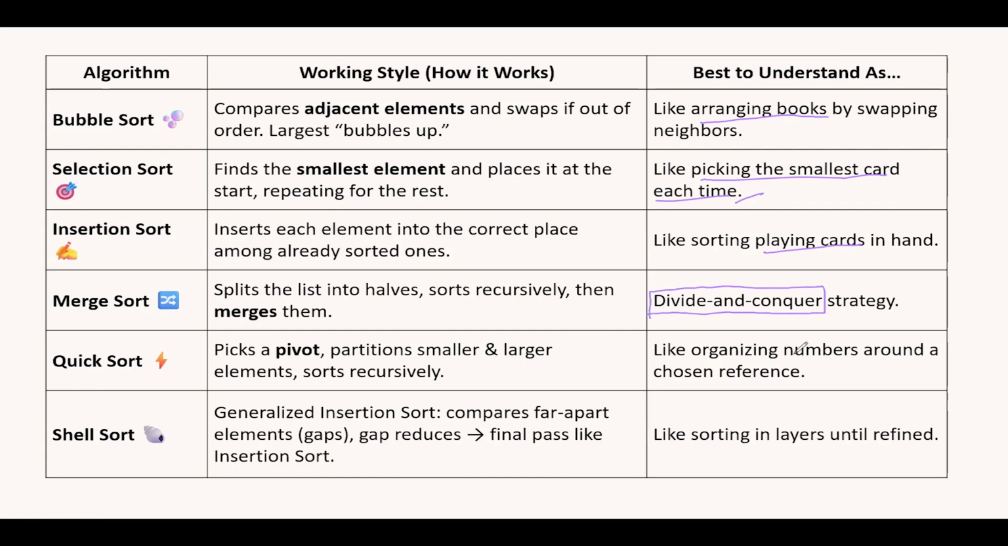What is quicksort? Quicksort is like organizing numbers around a chosen reference. This reference is nothing but the pivot value. So you think about a pivot value and then arrange the rest of the things around it. Here also we use the divide and conquer method. And last, shell sort is like sorting in layers until refined. Here you can think about a gap. We compare only elements at those gaps and reduce the gap until we reach a single element, and then we apply insertion sort. So you can refer to this table for quick reference.